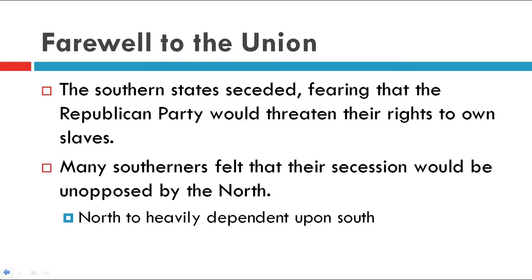And so the southern states seceded, fearing that the Republican Party would threaten their right to own slaves. And in fact, they felt that they didn't have any say in the election of 1860. They certainly didn't vote for Abraham Lincoln, and therefore they didn't see him as their president. So southerners really hoped to have their own independent nation, and many felt that their secession would be unopposed by the North. So, you know, perhaps the North was too heavily dependent upon the South for their own economic goals as well.